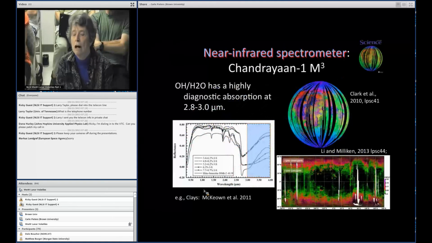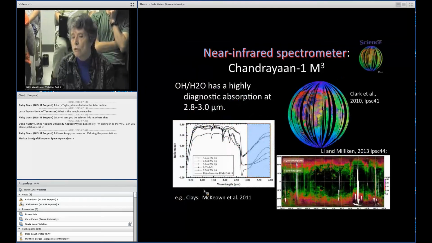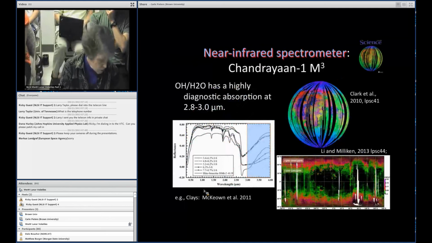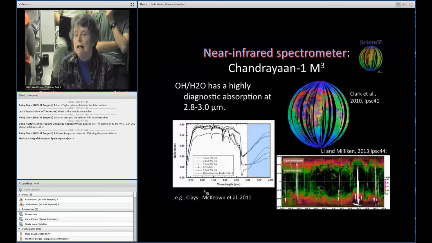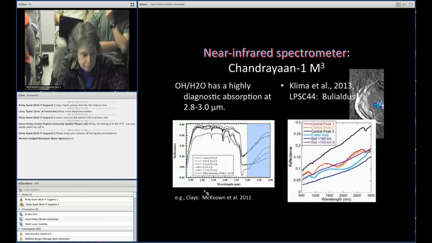Shown on the lower right is a recent analysis that Shuai Li and Ralph Milliken have been working on to really beat down the thermal component and look in more detail at the distribution of water across the surface. And Shuai Li will be giving a talk halfway through this conference on some of the time variations of this. But this work is ongoing and is a very active area of research.